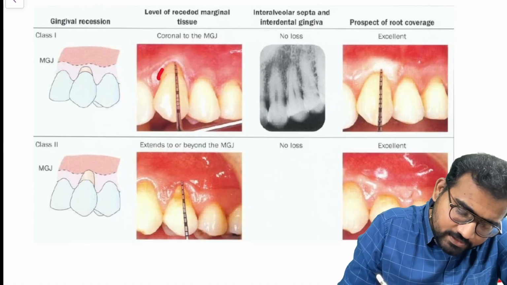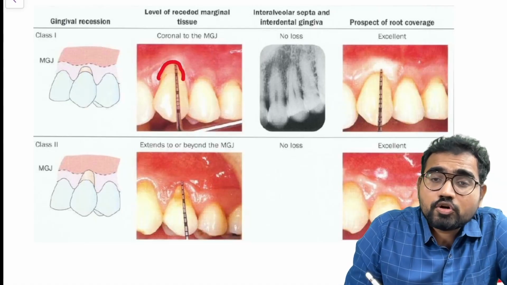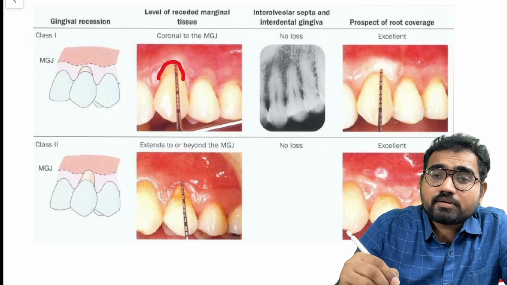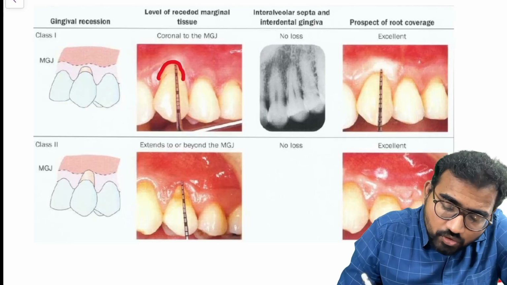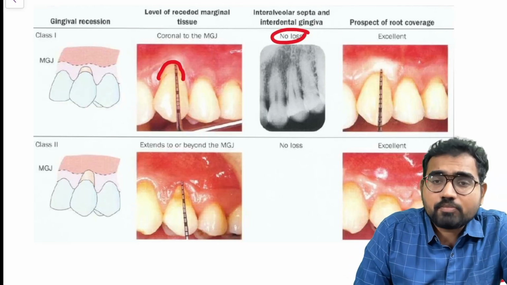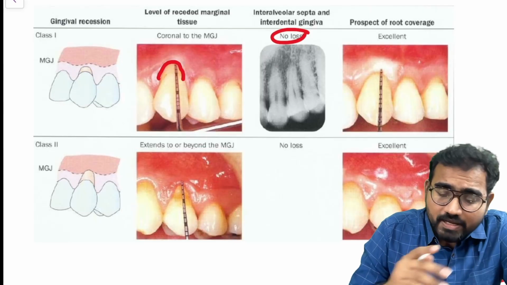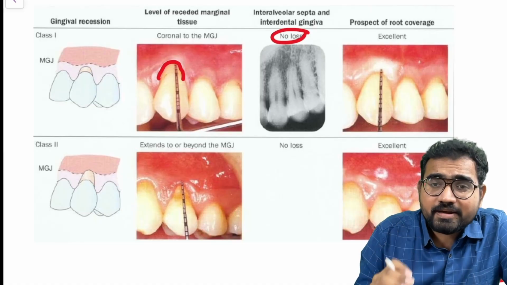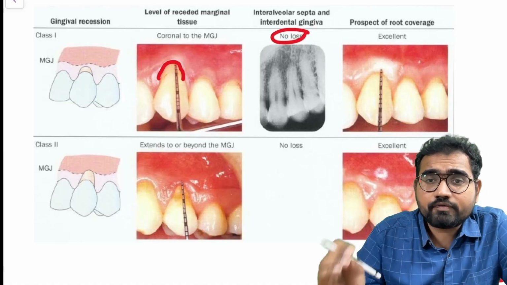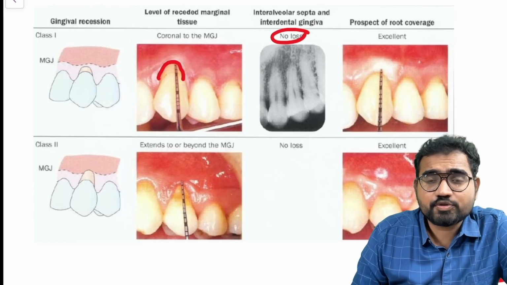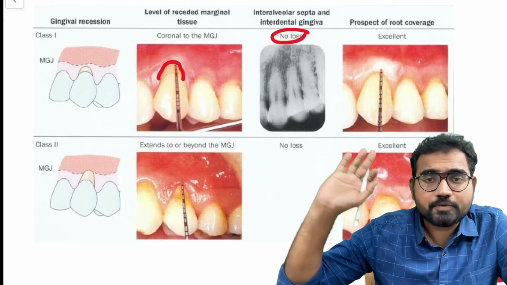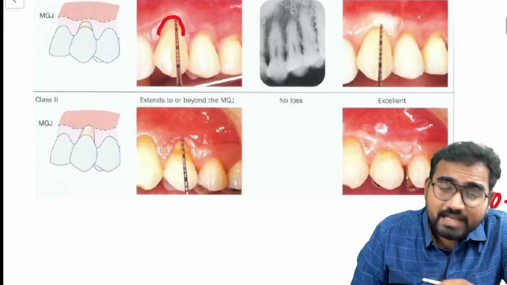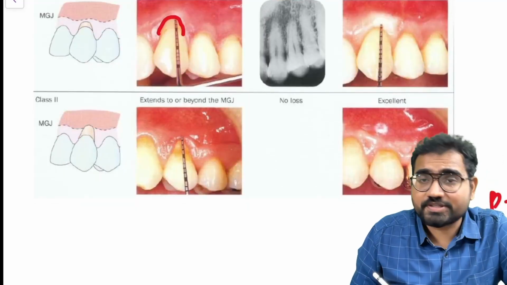As you can see here, the marginal tissues have gone down below the level of CEJ. And if I take a look at the radiograph, there is no interdental bone loss. For these kinds of patients, there will be 100% possibility of root coverage, which means it's going to be a good or excellent prognosis.